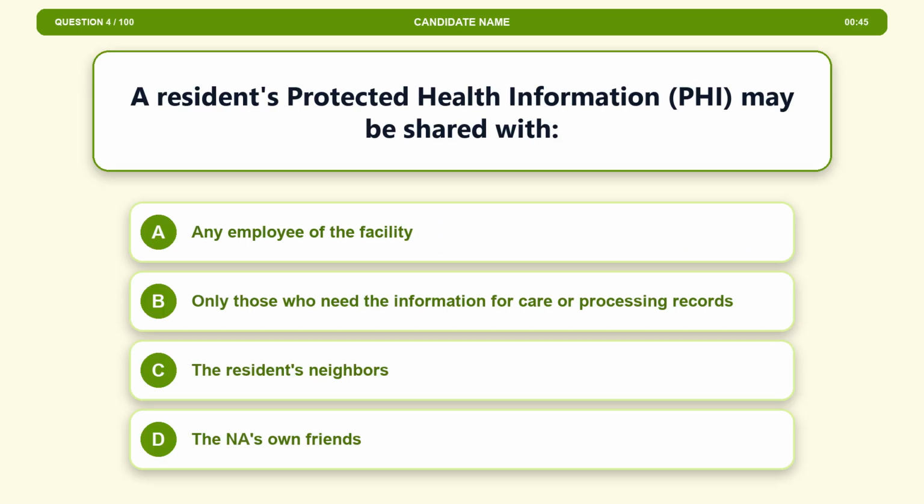Question 4. A resident's protected health information, PHI, may be shared with: Option A, any employee of the facility. Option B, only those who need the information for care or processing records. Option C, the resident's neighbors. Option D, the nurse's friends.